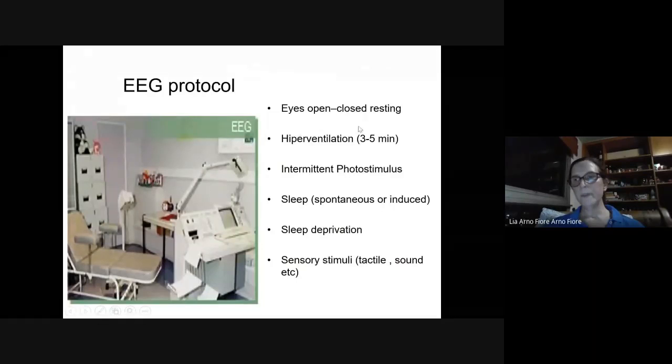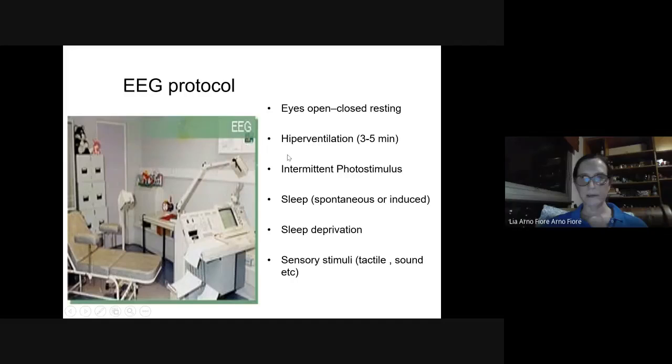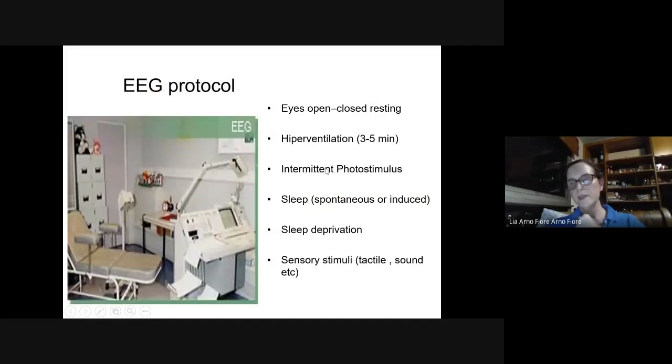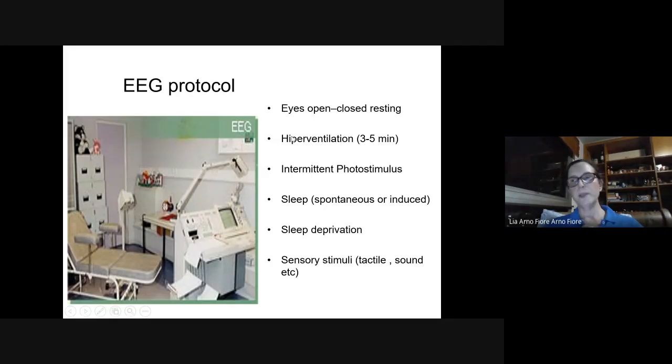The other activation is hyperventilation, okay? You ask the patient to hyperventilate for 3 to 5 minutes. And this sometimes can bring out an absence seizure in children or some other modification. Then you've got the photostimulus, intermittent photostimulus, meaning that you have this stroboscopic light with fixed stimuli that keeps increasing.